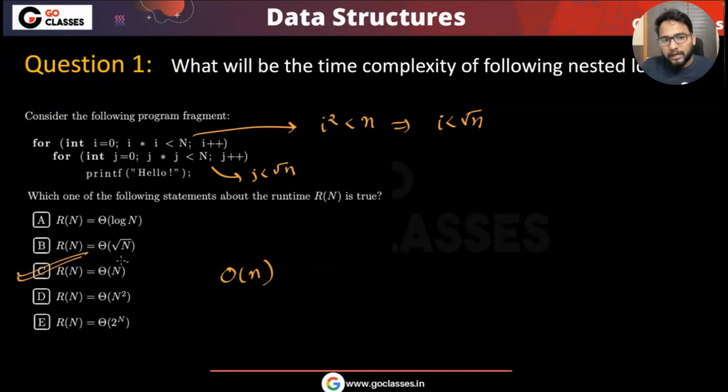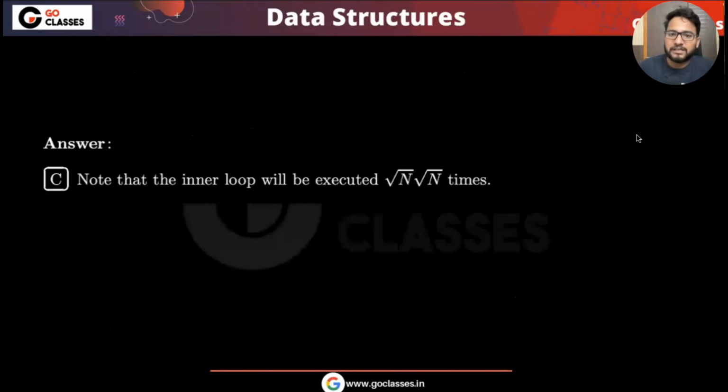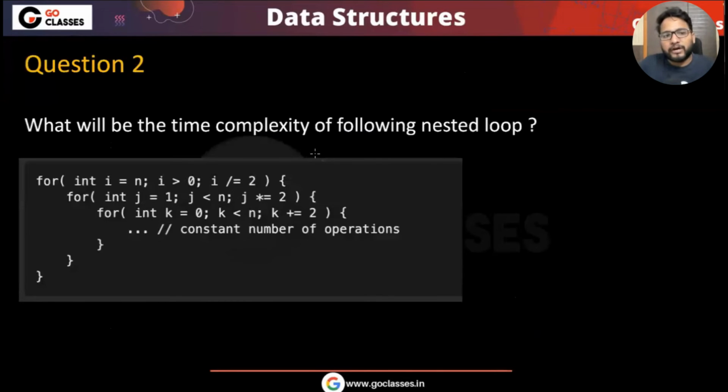Now tell me, if you have theta as an answer, can you also have order of n as an answer? The answer is yes, right? If theta of n is possible, then order of n is also possible, and big omega is also possible. Okay, cool. So C is the answer here because root n into root n is actually n. Now let's see some more interesting questions.